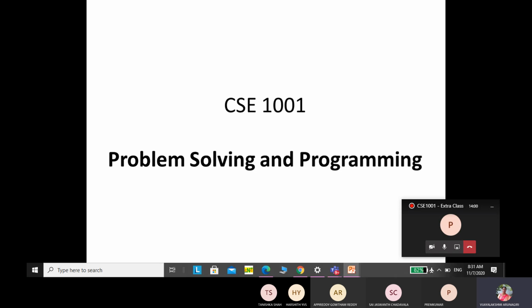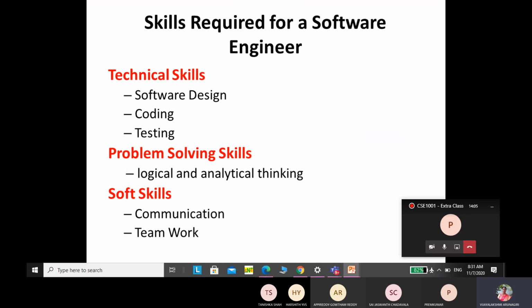So our course is CSC 100, that is the course code, and this is the title of the course, problem solving and programming. As a software engineer, what are the qualities required? What are the skills required? For a software engineer, technical skill is needed, problem solving skill is needed, and soft skill is needed. Technical skill means coding and testing the program. Problem solving skill is very, very important. You should have logical and analytical thinking. Every day we'll face a new problem.